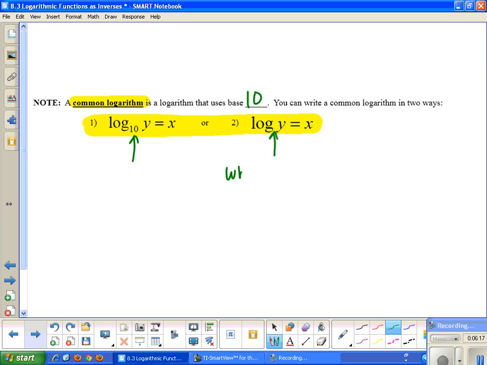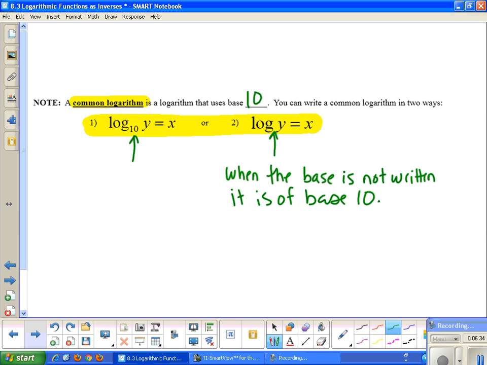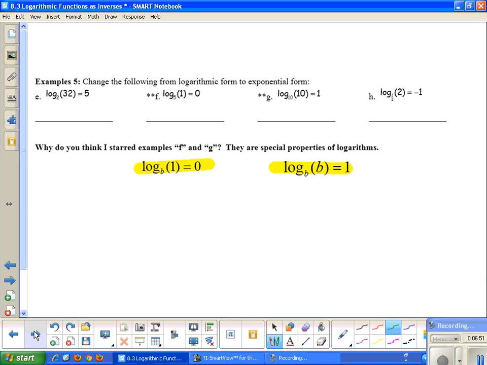So when the base is not written, it is of base 10. So anytime it's not written, it would be base 10. So like if I had the log of 7, this would be the same thing as the log base 10 of 7, just written one way we write it without the 10, in case you ever see that notation.